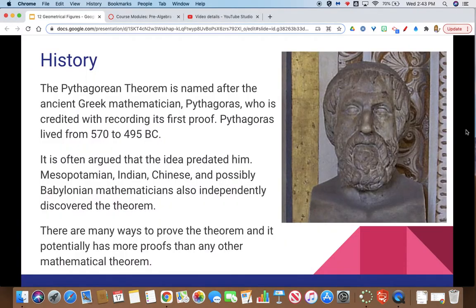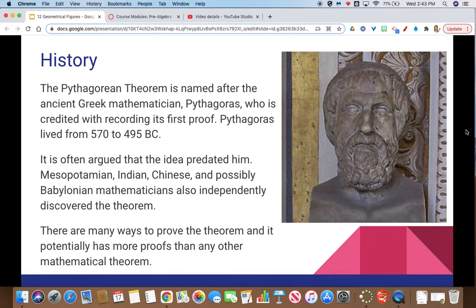You don't need to write this, but here is a little history on what we're going to talk through today. The Pythagorean Theorem is named after the ancient Greek mathematician Pythagoras, who is credited with recording its first proof. Pythagoras lived from 570 to 495 BC. It is often argued that the idea predated him. Mesopotamian, Indian, Chinese, and possibly Babylonian mathematicians also independently discovered the theorem. There are many ways to prove the theorem, and it potentially has more proofs than any other mathematical theorem.